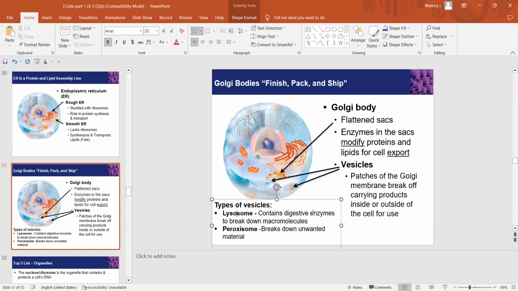They contain digestive enzymes. It's like the recycle bin. If there is something that you don't need, send it to these vesicles, lysosomes, and these vesicles will contain enzymes that will dissolve, digest, break down the macromolecules that you don't need. Macro is big. Molecules. The big molecules, send them to these lysosomes, and they are going to break them down. Translation, lysis.